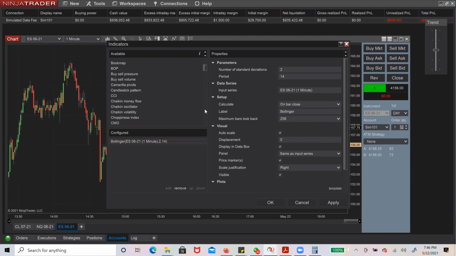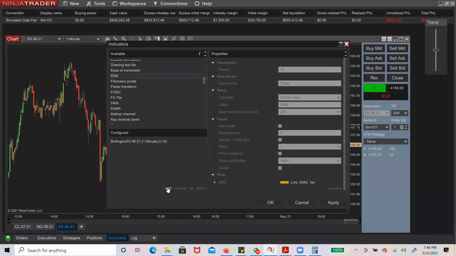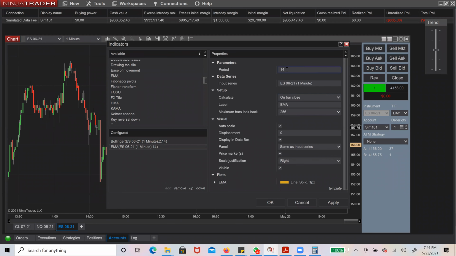Absolutely, because that's the one which can tell me what the trend looks like. Then the second one is the EMA. Why EMA? Because I want to see how the trend looks. Here, the very first thing I change is the period. I don't want the 14.